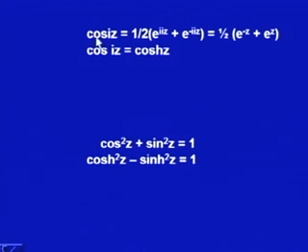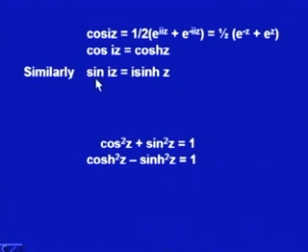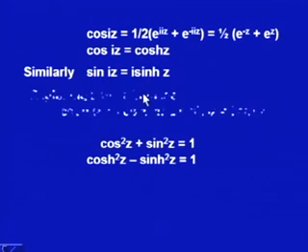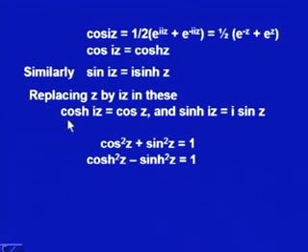Similarly, one can write down cos iz is equal to half of e^(iz) plus e^(-iz), and this is nothing but half of e^(-z) plus e^z, and that gives me cos of iz is equal to cos hyperbolic z. Similarly, sin iz is i times sin hyperbolic z, that is how we relate the trigonometric functions and hyperbolic functions. So, cos hyperbolic z is cos iz, and sin hyperbolic iz is equal to i times sin z.